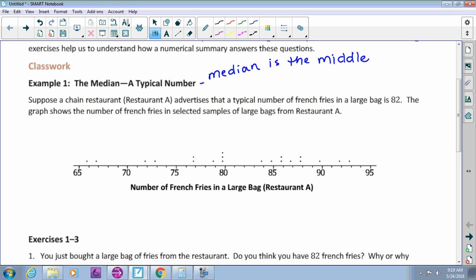The median is the middle. So what does that mean? It's the middle. So that means that's the point where 50% of your data is above the median, or greater than the median, and it is the point where 50% is below that amount.